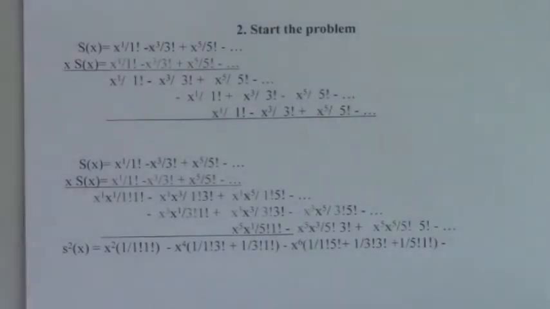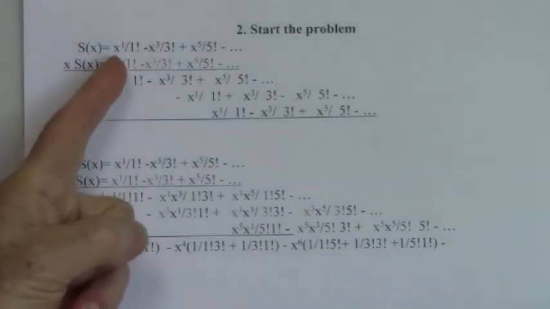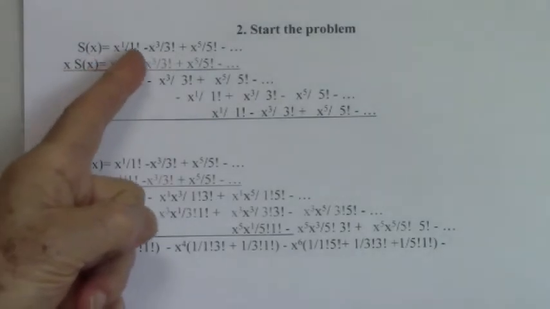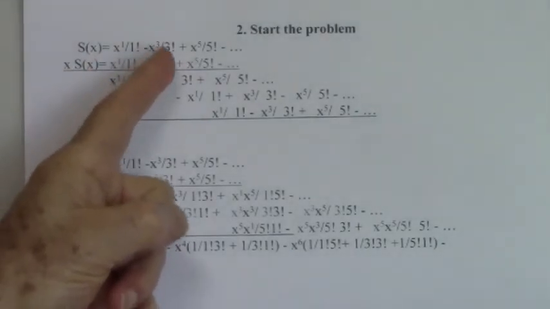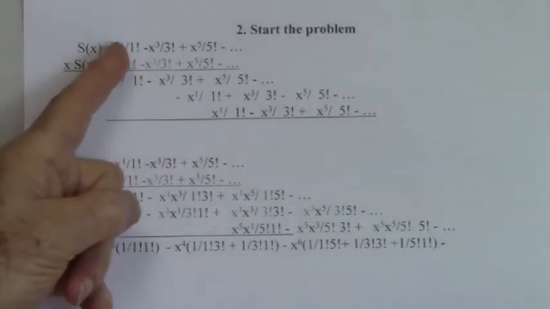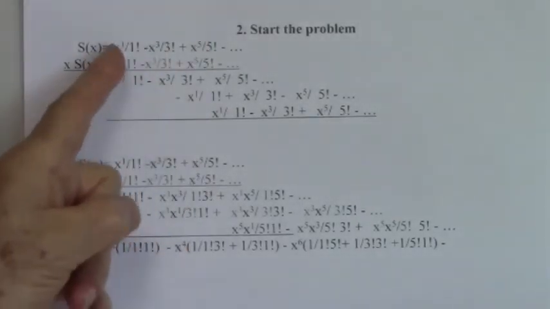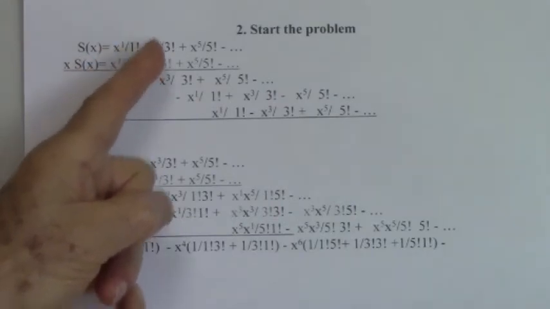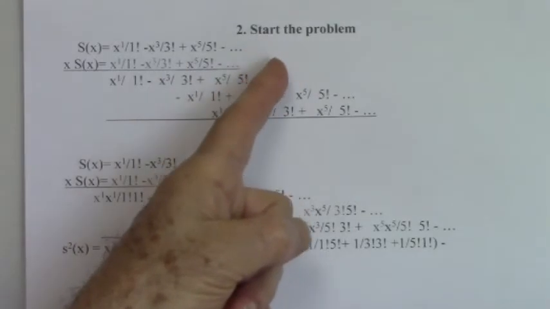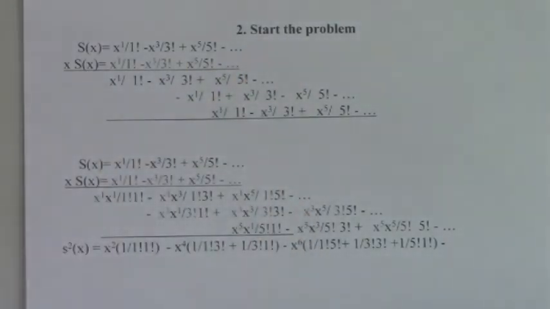S of x is a function, which we will later find out is the sine function, and it's represented by a power series. And we'll notice a pattern. x to the first power divided by 1 factorial minus x cubed divided by 3 factorial, and so on. So we see that we're doing odd powers of x, and then we're alternating the signs, plus, minus, plus, etc. And this series goes on forever. So the next term would be x to the 7th over 7 factorial.